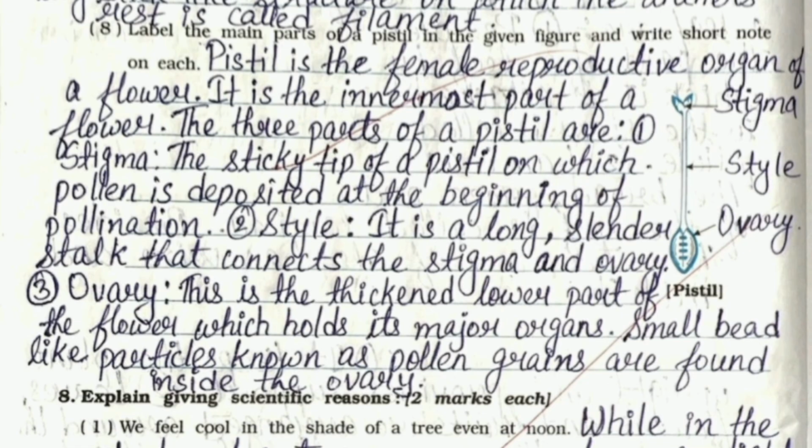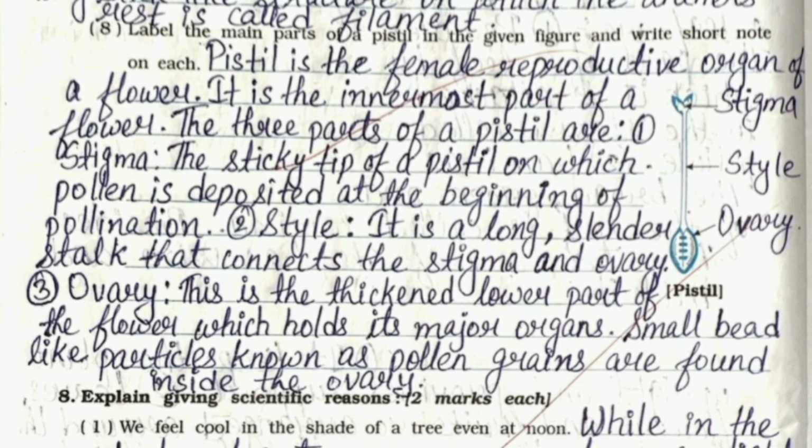The three parts of a pistil are: number 1, stigma. The sticky tip of a pistil on which pollen is deposited at the beginning of pollination is called stigma. Second one is style. It is a long, slender stalk that connects the stigma and ovary. And third one is ovary. This is the thickened lower part of the flower which holds its major organs.